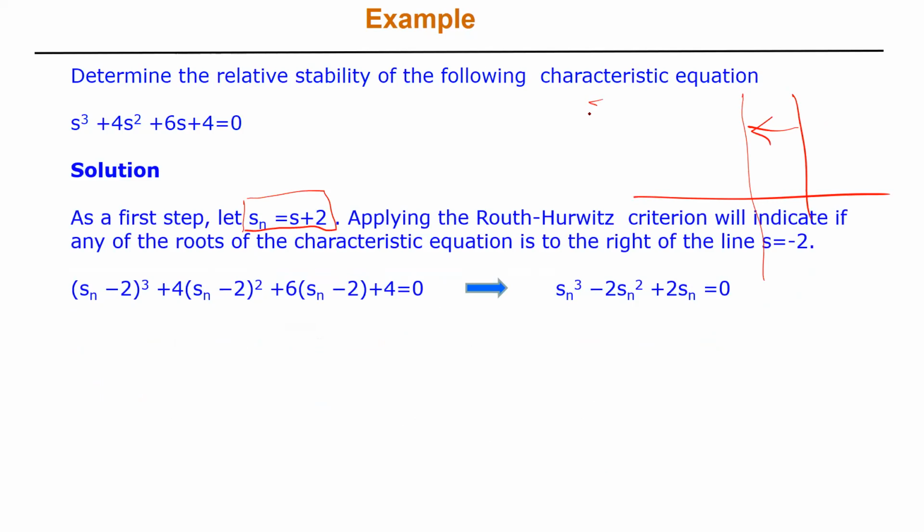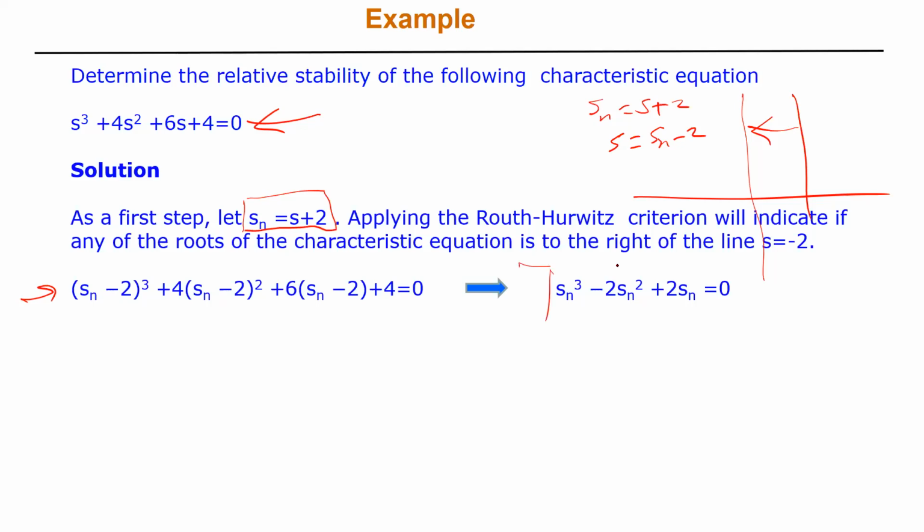So Sn equals the original S plus 2, or S equals Sn minus 2. Let's substitute this into the characteristic equation. So the new characteristic equation, this is what I'm going to have.